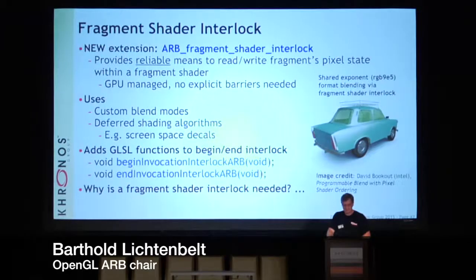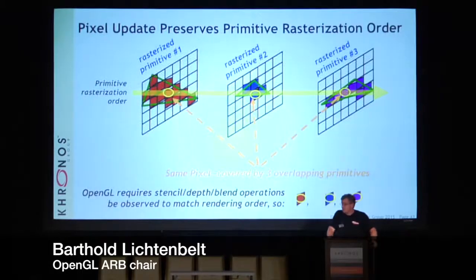So why is this new extension needed? Well, a quick recap first. Here I'm showing you 3 triangles, the red, the blue, and the magenta. I marked 3 fragments in these triangles, and they all overlap, and they map to the same pixel in the frame buffer. So OpenGL requires that if this is the rasterization order from left to right in the yellow arrow, then the blending, the depth test, and the stencil test happen in the same order as well.